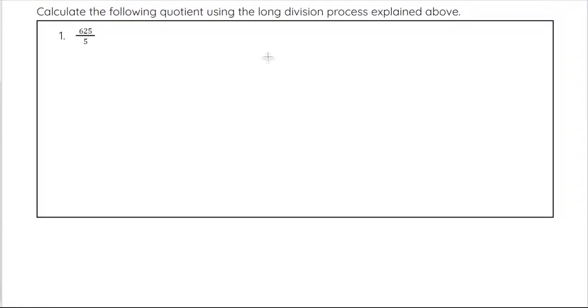So on number 1, we have 625 divided by 5. We will set up in our long division box, and that's going to be 625 underneath the box and 5 on the outside to the left. So the 625 is our dividend, 5 is our divisor. Now our answer will go on top above the 625.